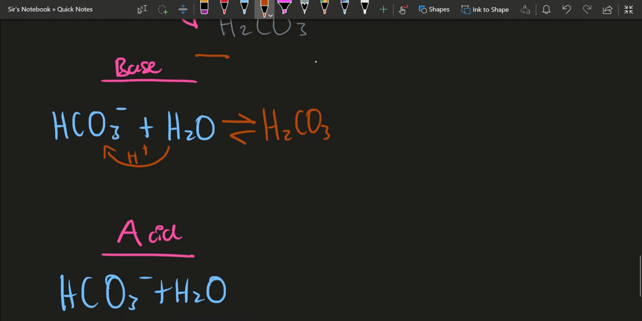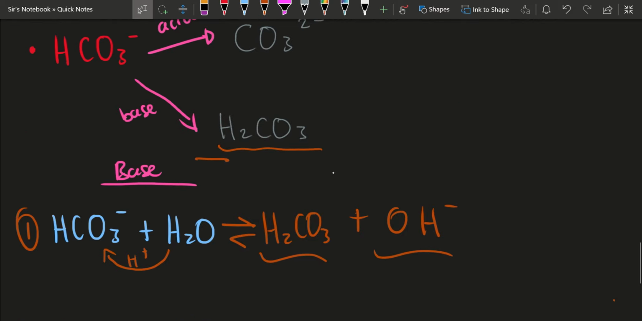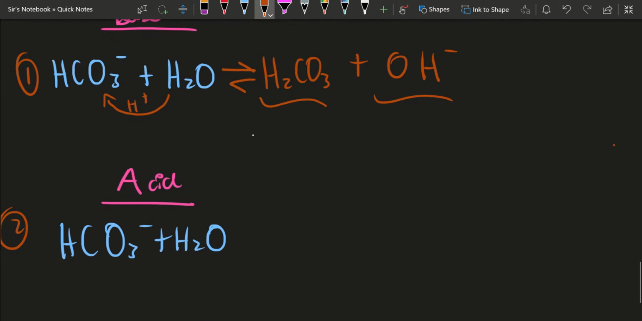So it forms H2CO3 plus a hydroxide ion, right? Think about it. It formed a hydroxide ion. According to the Arrhenius definition, what is a base? A substance that forms hydroxide ions when dissolved in water, right? So in this particular case, this is reaction 1 and reaction 2. This is the reaction when HCO3 minus acts as a base. It receives a proton and forms this and that, which is basically what we said earlier: when it acts as a base, it gives you this. So what happens when it acts as an acid? Remember, when it acts as an acid, it's supposed to give away a proton. So what happens?